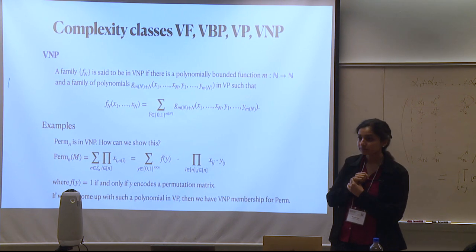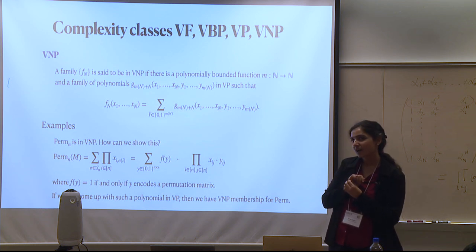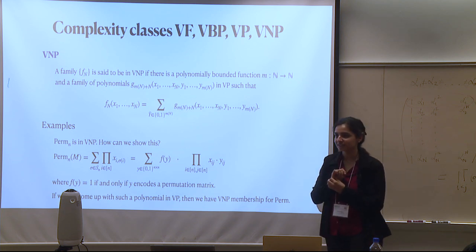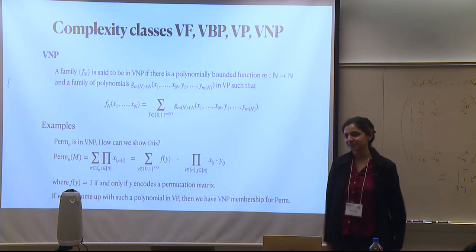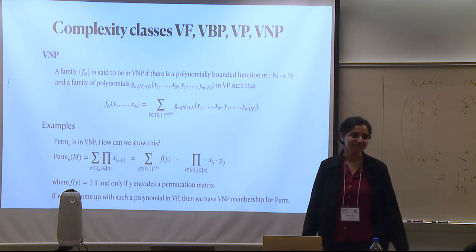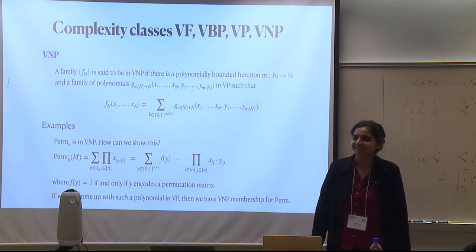Is this class defined to make sure permanent is accounted for, or was it the other way around? I don't know what Valiant was thinking, but it's the perfect definition that encapsulates permanent. Should it have been called V sharp P instead of VNP? It's a good question. I would then put sharp for all classes. I don't know.